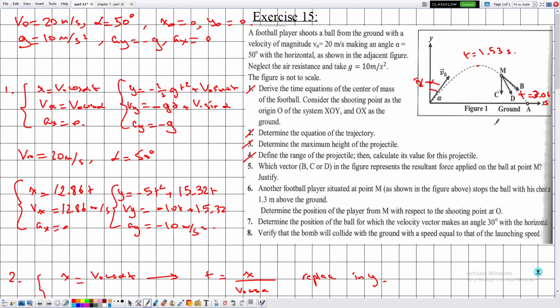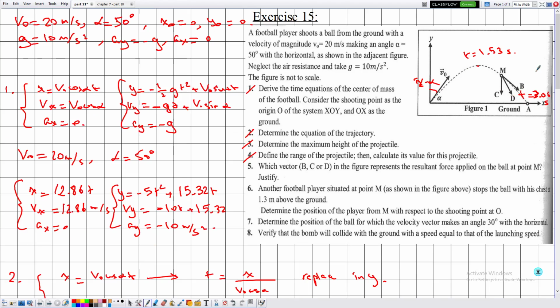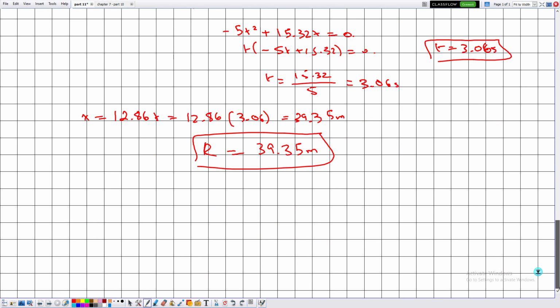They are telling me which vector B, C, or D in the figure represents the resultant force applied on the ball at point M. Justify. So here at the point M during the trajectory, we have three vectors that are represented: the vector C, the vector D and the vector B. They are telling me which of these three vectors represents the resultant force. Recall that we are in part 5.